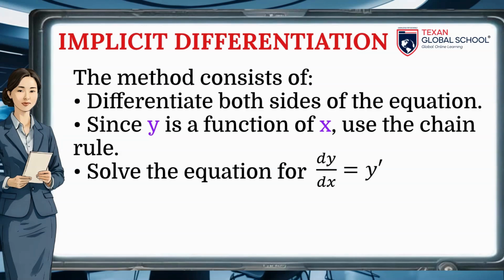Essentially, the process involves first deriving both sides of the equation. Since y is a function of x, we must use the chain rule. Then solve the equation or isolate the derivative of y with respect to x.